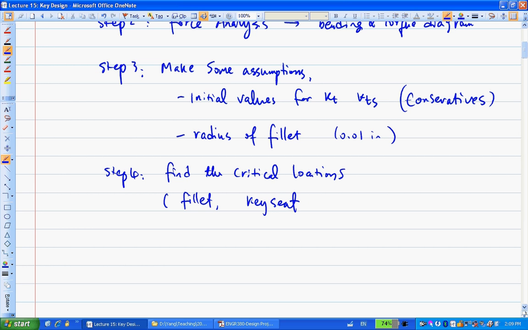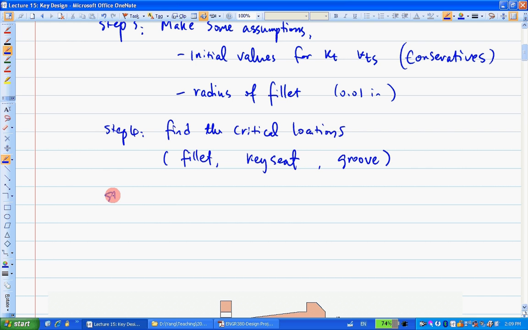Or maybe you also have a groove. If you're using a snap ring, then you have a little groove for the location of the snap ring, and those are basically locations that will have higher stress concentration, right? Yeah, so those are basically the critical locations.